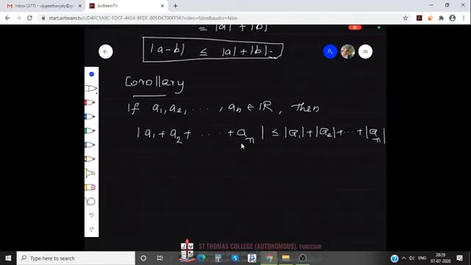This is what we have to prove. How can you prove this? I will not prove this, but you have to prove this. I will give you a hint.